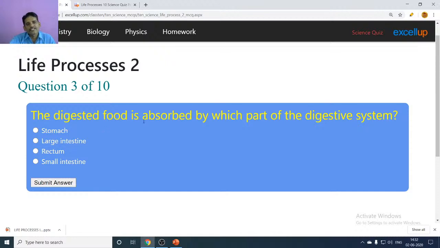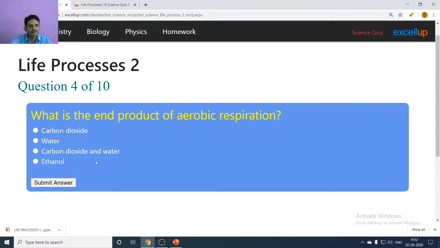Next, the digested food is absorbed by which part of the digestive system? Which part? Small intestine. Okay, what are the parts which absorb the digested food? Villi in the small intestine absorb the digested food.